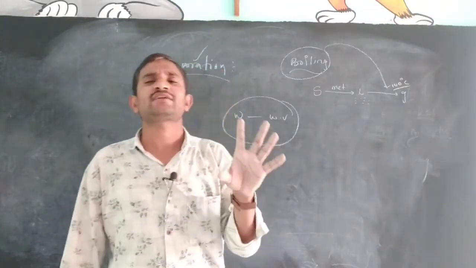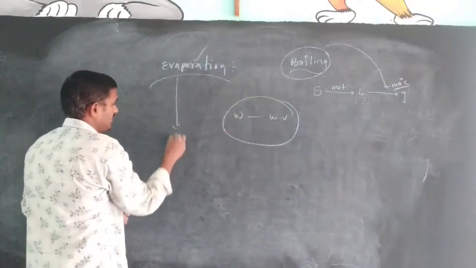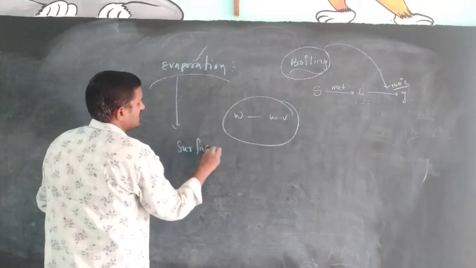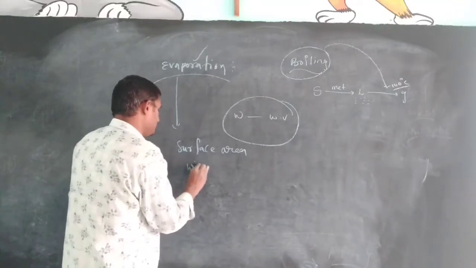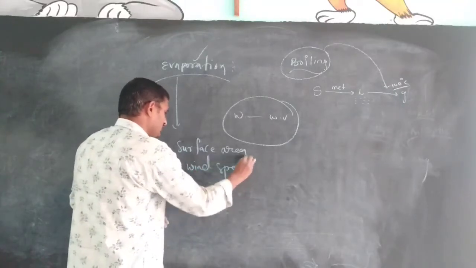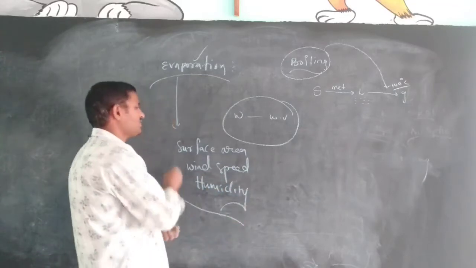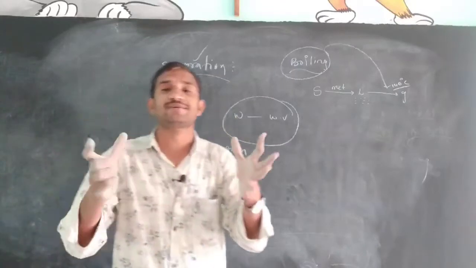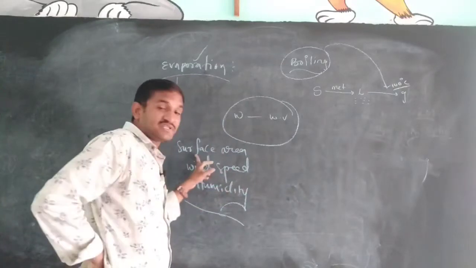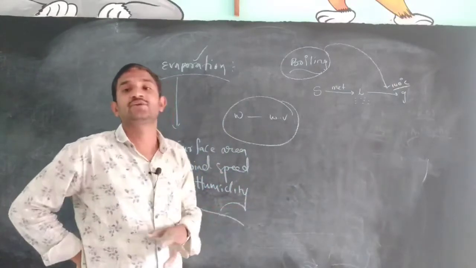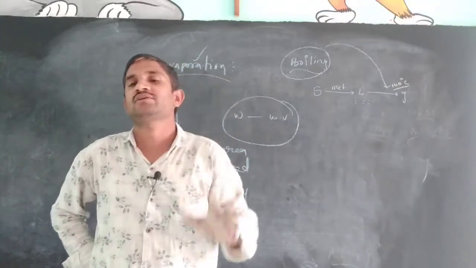Are there any factors that work on evaporation? Yes, some kind of factors will be working. One is surface area. Second is wind speed. Third is humidity. There is a chance this question will be asked in the examination: what factors are working on the evaporation process? Surface area, wind speed, and humidity.